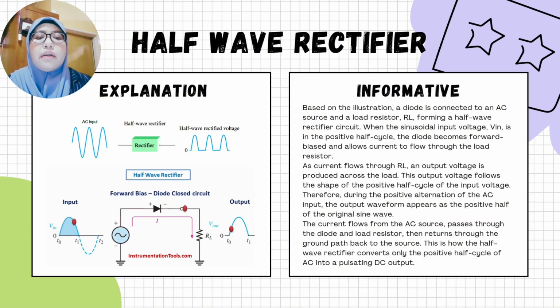As current flows through RL, the output voltage appears across the load. This output voltage follows the shape of the positive half cycle of the input voltage. Therefore, during the positive alternation of the AC input, the output waveform appears as the positive half of the original sine wave. The current flows from the AC source through the diode and load resistor, then returns through the ground path back to the source. This is how the half-wave rectifier converts only the positive cycle of the AC into a positive DC output.